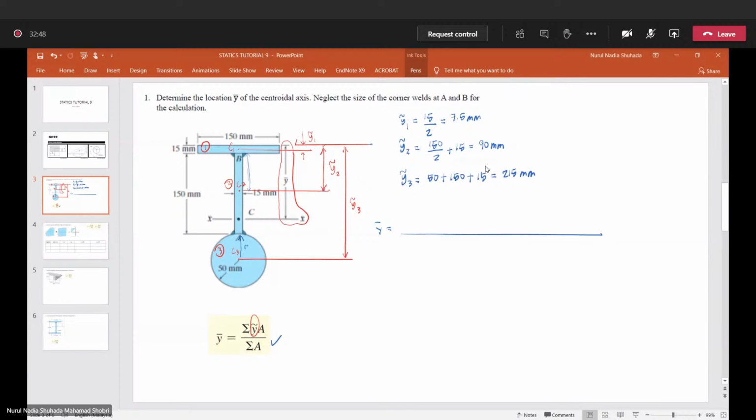Okay, so it says here the sum of the product between y and the area. We start with area number 1 first. For area number 1, we know that the value of y1 is 7.5, and then we just have to multiply with the area of segment 1, which is 15 and 150.